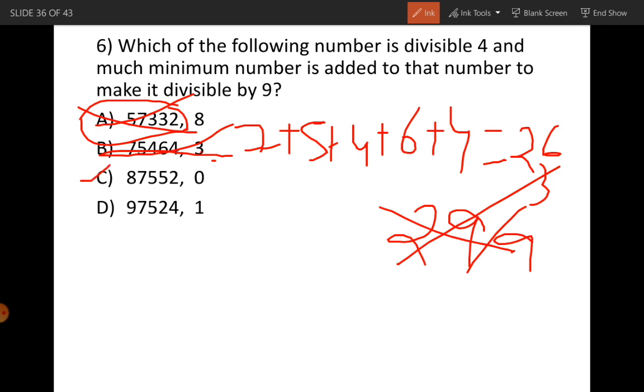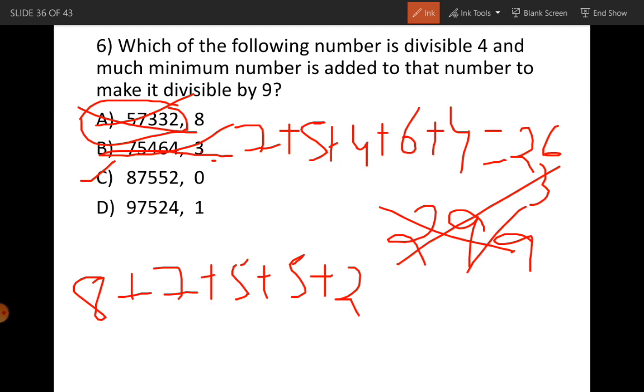And the third one is 8 plus 7 plus 5 plus 5 plus 2. 8 plus 7 is 15, 15 plus 5 is 20, 22, and 2 is 24, and 24 is also not divisible by 9. So this is not the answer.